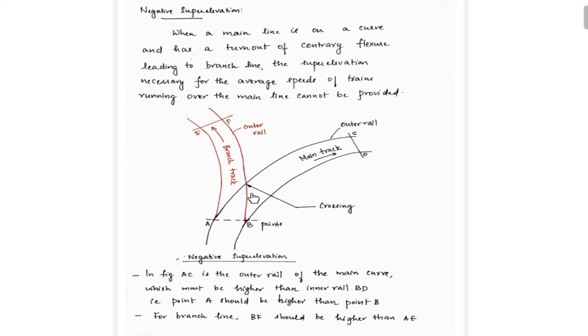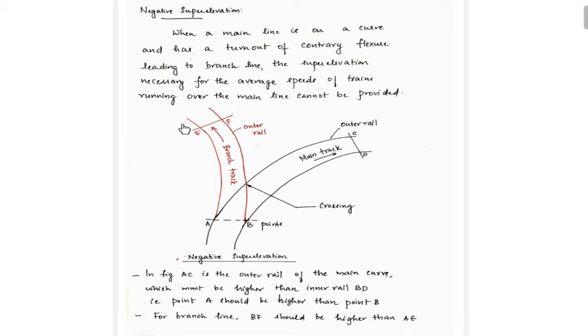Okay? So in the figure, what you can see is, there is a main track shown in black ink, and you can see a branch track or branch line which is shown in red ink. Okay? So when you are having the railway track in contrary flexure, here there is a curvature and there is change in curvature for this track. Okay? Now in the main track, this is the outer rail and this is the inner rail. When coming to the branch line, this is the outer rail and this is the inner rail.